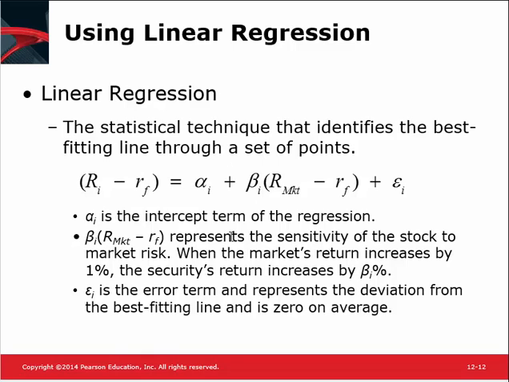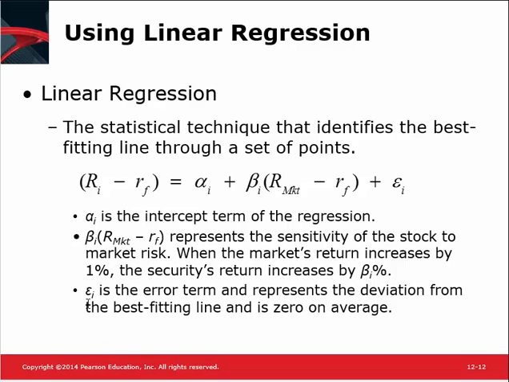So the formula we get from this, when we look, here's the market risk premium. There are two variables we're most interested in. Alpha is called the intercept term. The other term, the coefficient here, represents the sensitivity to market risk. So again, ultimately we're going to have two coefficients that we look for, alpha and beta.